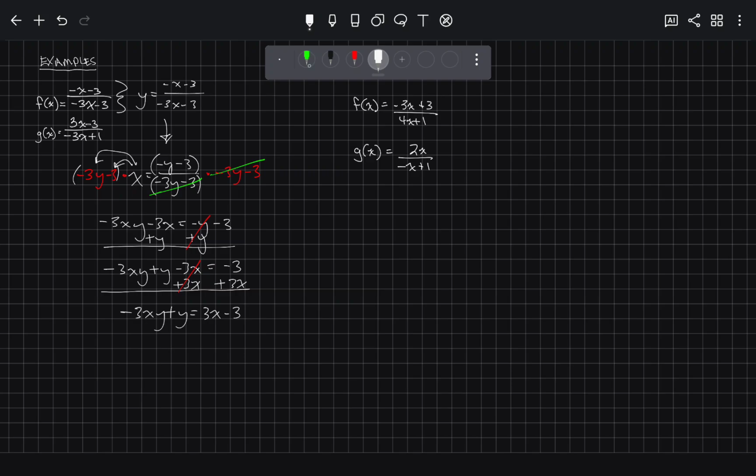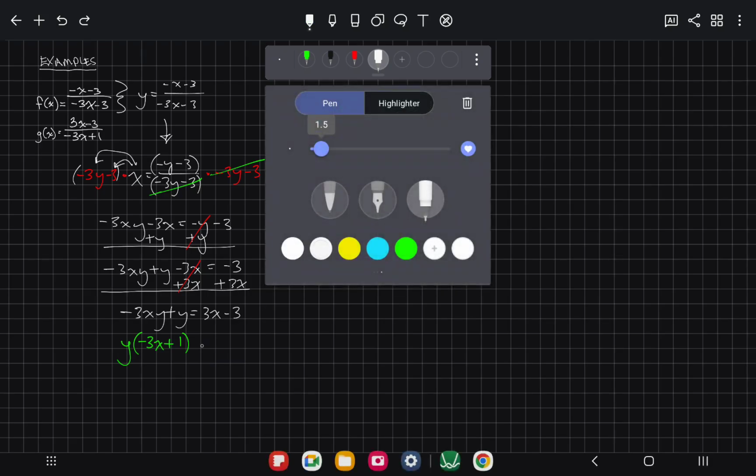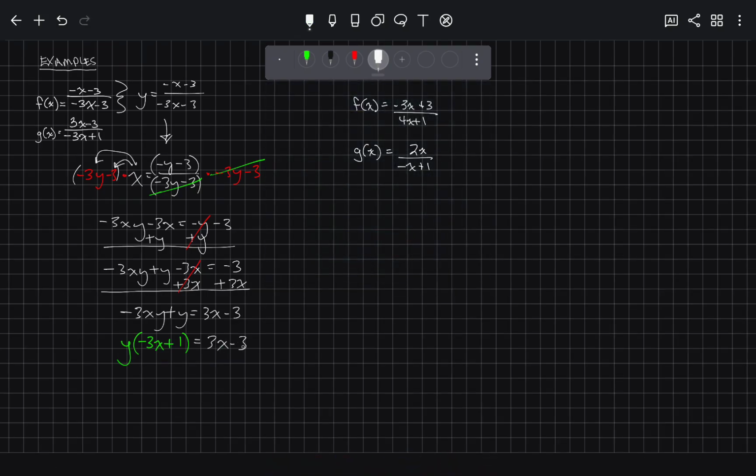So you can see over here on the left side, whoa, we have negative 3xy plus y. That looks complicated. But at the same time, is there something that both of those terms have in common? And the answer is yes. They both have y in common, which means that we can factor it out. So if we take a y out of both of those terms, that's going to leave us with negative 3x plus 1. And that's going to equal 3x minus 3.